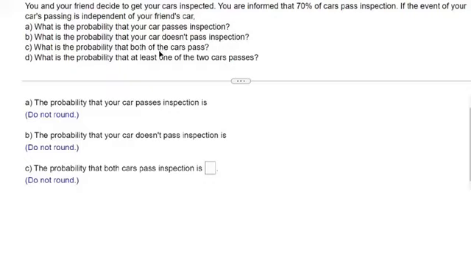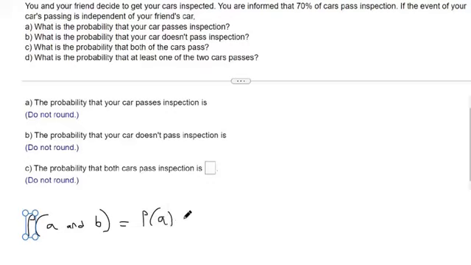Okay, so you and your friend decide to get your cars inspected, and there's a 70% chance of cars passing inspection. And then this is important. If the event of your car passing is independent of your friend's car, that means we get to use this formula. The probability of two events, call them A and B. So A is the event of our car passing, and B is the event of our friend's car passing.